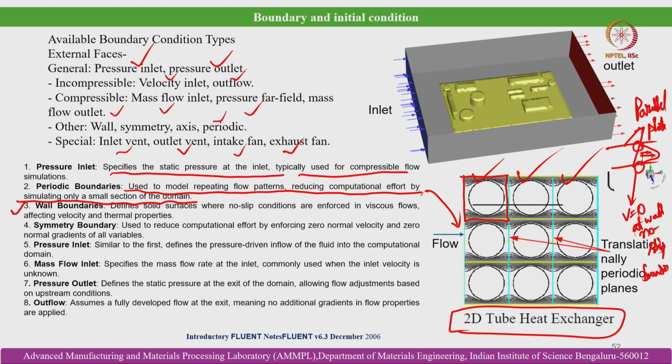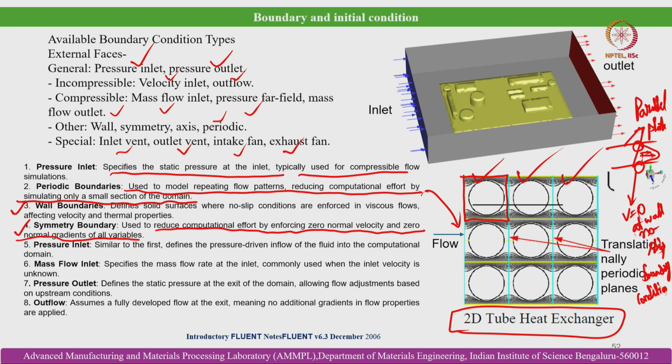After the no slip boundary condition, we will move to the next boundary condition, that is the symmetry boundary. It is the boundary condition used to reduce computational effort significantly by enforcing 0 normal velocity and 0 normal gradients of all variables across a particular boundary. We will also demonstrate an example of a symmetry boundary later on in this class.